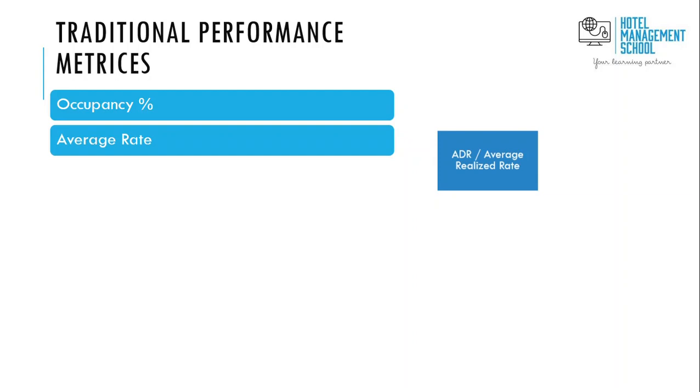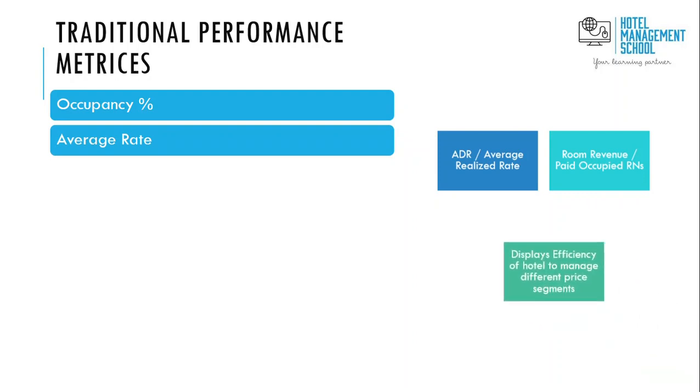Average realized rate is also calculated as room revenue divided by the paid occupied room nights. Paid occupied room nights we discussed in the previous slide; they consider only the rooms which are actually paid and not the free rooms. So the average daily rate depends on rooms revenue generated divided by the paid occupied room nights, so that we can understand the hotel's performance easily.